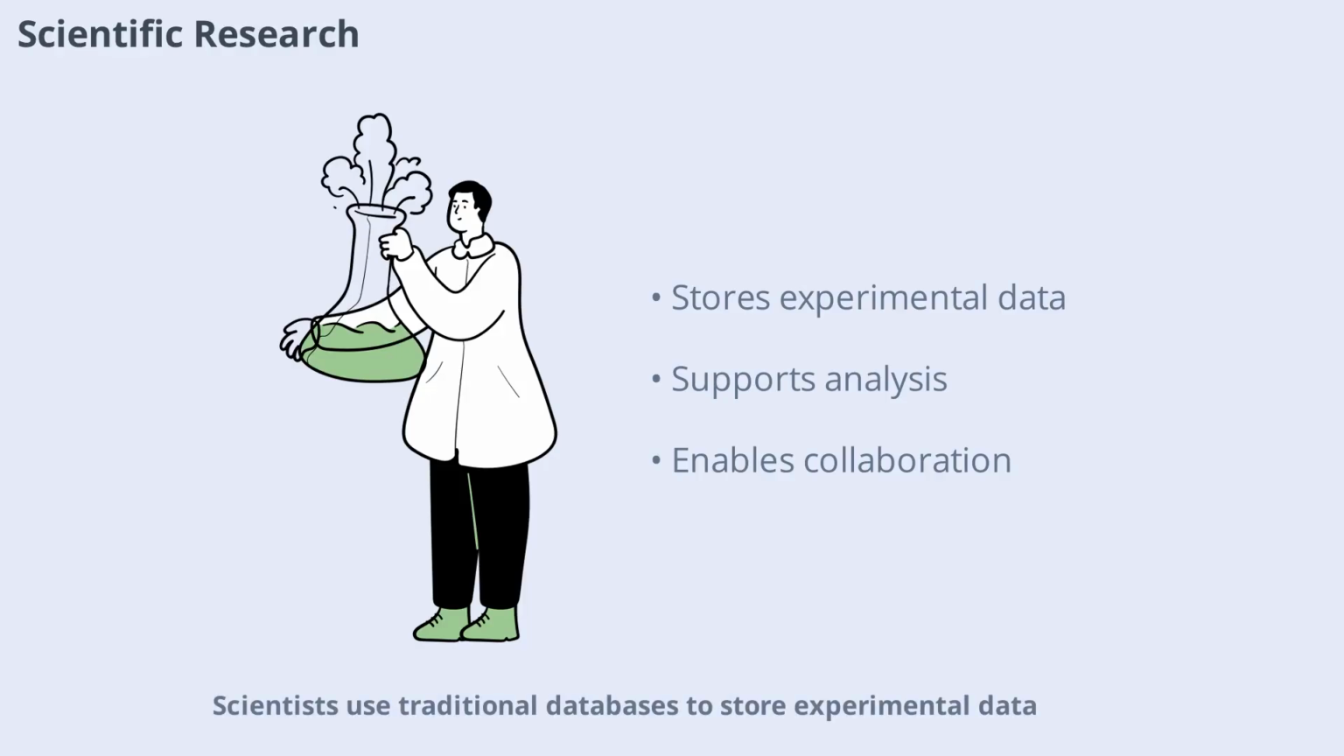Scientists use traditional databases to store experimental data, manage research projects, and analyze results. The structured approach ensures that data is organized and accessible for analysis. Security and backup features protect valuable research data, while indexes and queries enable efficient retrieval. Traditional databases support collaboration and help researchers make new discoveries.